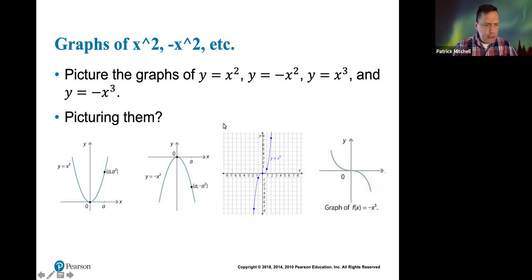So it's pretty easy to make a little table for that. In fact, that might be worth doing on the tablet. I didn't think of that. So give me just a second here to get this going.